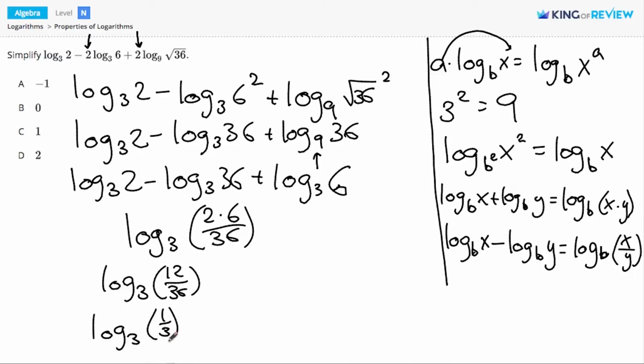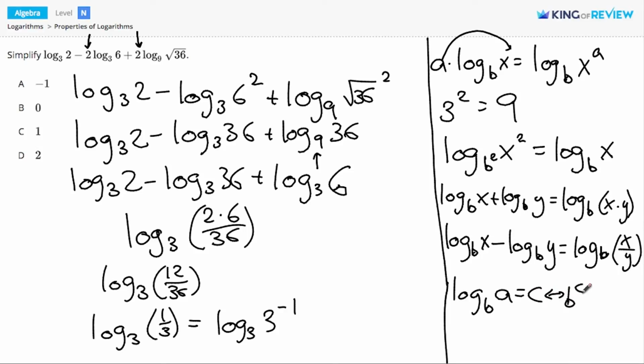Now we're almost done. We have a 3 inside the log and a 3 as the base, but the 3 inside the log is a fraction. So let's use the fact that if we give a number an exponent of -1, that's the same thing as taking the reciprocal of that number. 3 to the -1 is equal to 1/3. Now, if we think about the definition of a log, we know that in general, if the log base b of some number a is equal to some number c, that's the same thing as saying b to the c power is equal to a.